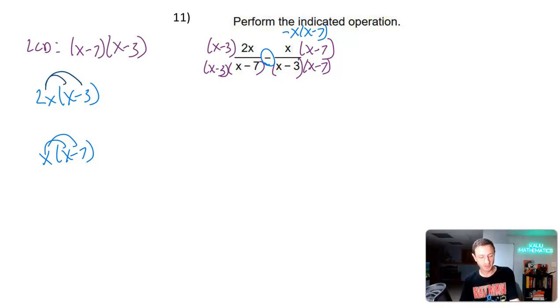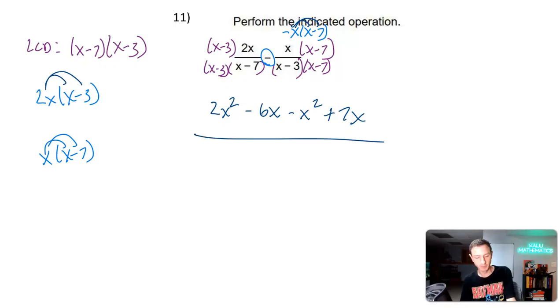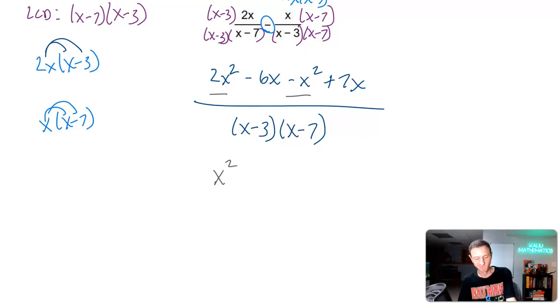So 2x times x, 2x times negative 3. 2x times x is 2x squared. 2x times negative 3 is negative 6x. And I'm just going to factor out the negative here. So negative x times x is negative x squared. Negative x times negative 7 is positive 7x, over the LCD of x minus 3, x minus 7. Where do we go from here? 2x squared minus 1x squared is 1x squared. Negative 6x plus 7x: negative 6 plus 7 is 1x, over x minus 3, x minus 7.